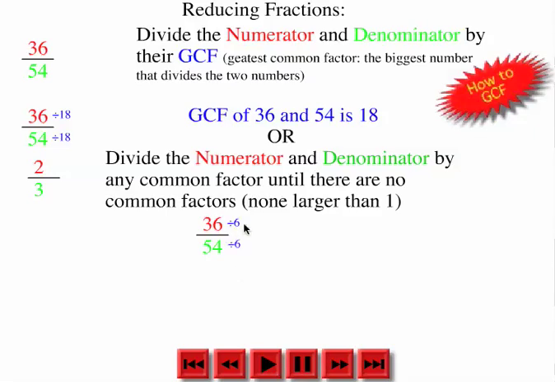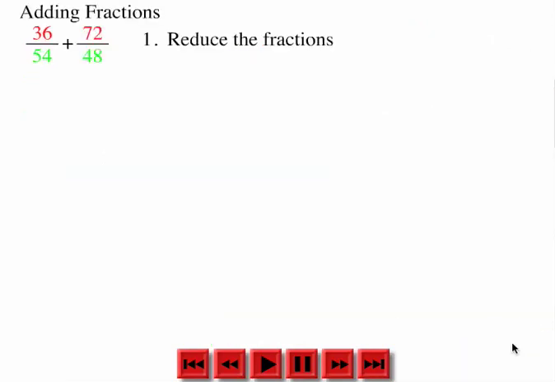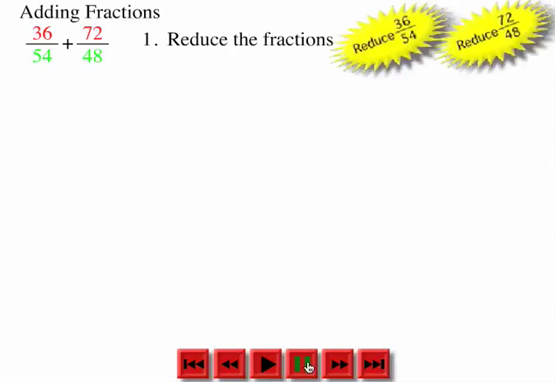So 36 divided by 6 is 6, and 54 divided by 6 is 9. Now 6 and 9 are both divisible by 3, so we divide them both by 3 and we get 2/3. Keep going until you can't think of any number that goes into the top and bottom other than 1. And that's it. So we're reducing those fractions.